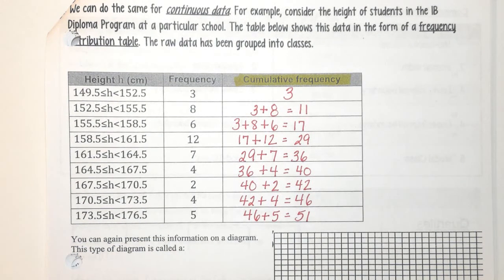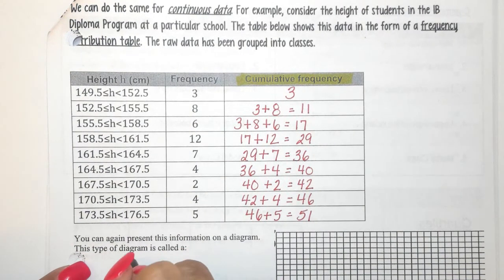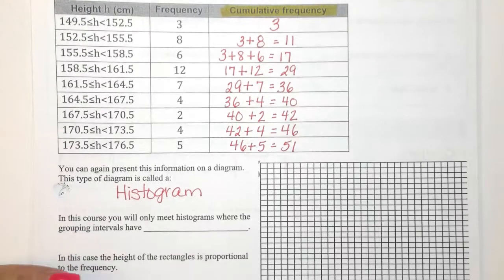So again, we can present this information on a diagram. This type of diagram, because it is continuous, it has a name. It is called a histogram. And on the histogram, the sides are going to touch.